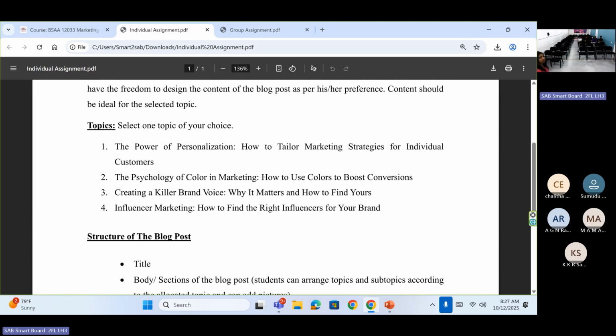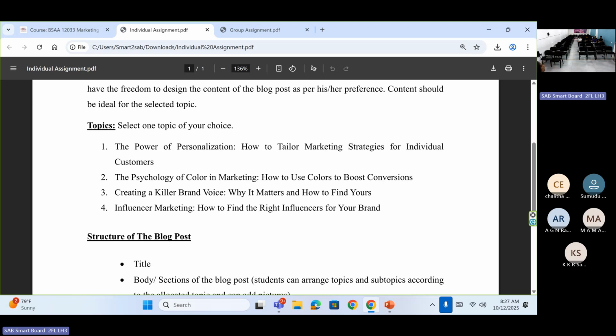So you can search for information and then prepare the blog. I will show you some samples which have been done, not for this module, but for another module. There are some physical copies. I will show them after the break, right? So then you can get an idea. Or else you can search the internet for how to prepare a blog. So that's the individual one.